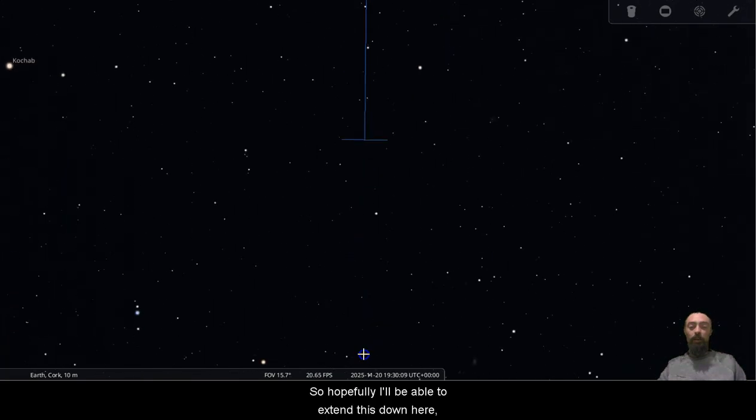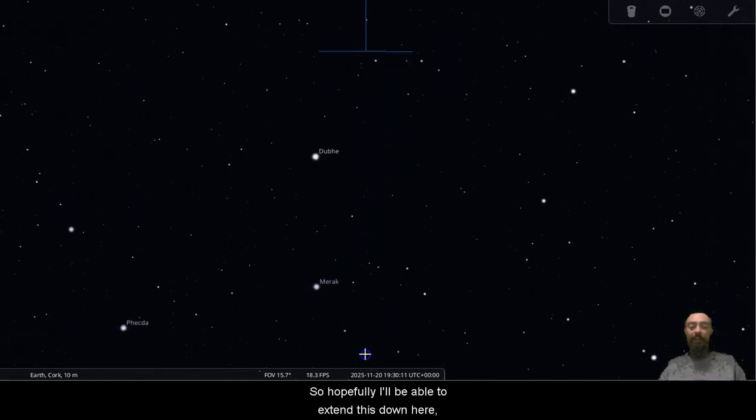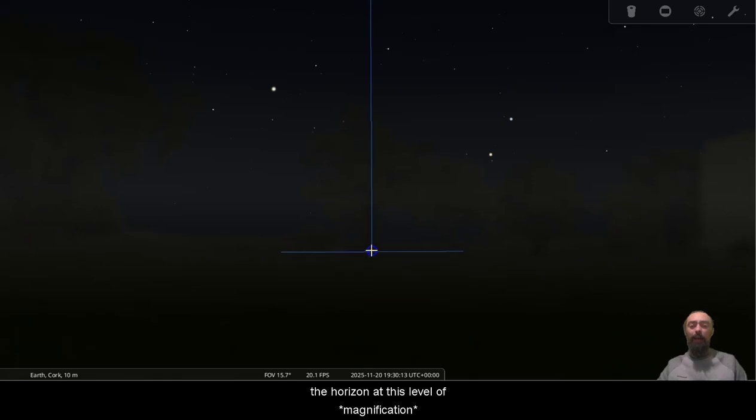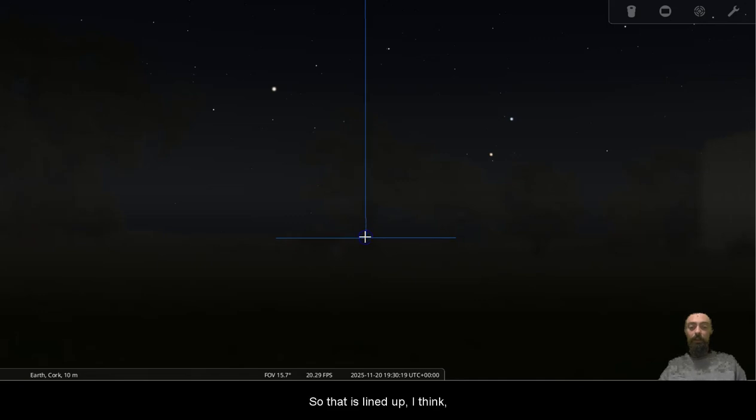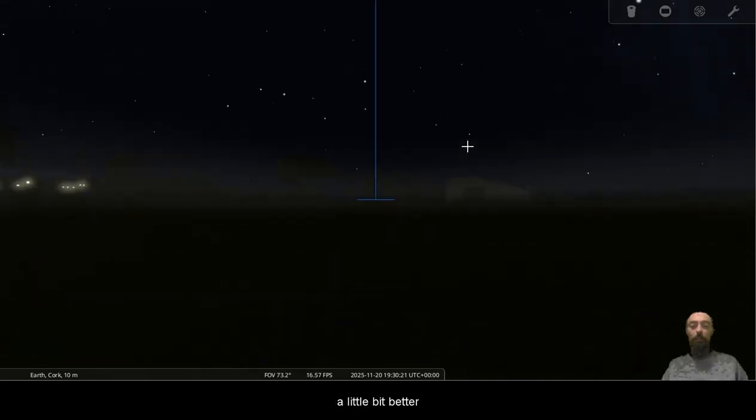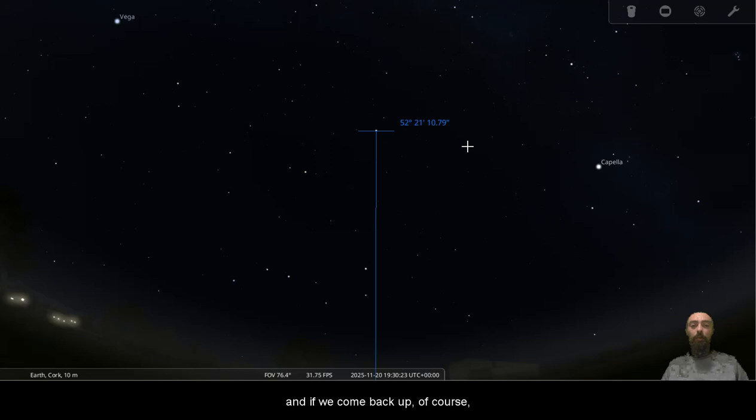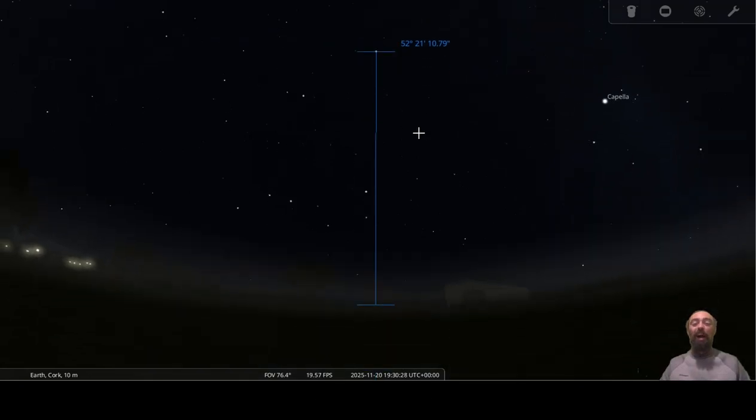So hopefully I'll be able to extend this down here. The horizon at this level of magnification should look pretty flat if I am straight down underneath it. So that is lined up, I think, a little bit better. And if we come back up, of course, it still is a little bit off. So without the proper tools, this kind of reckoning of your latitude can be a little bit tricky.